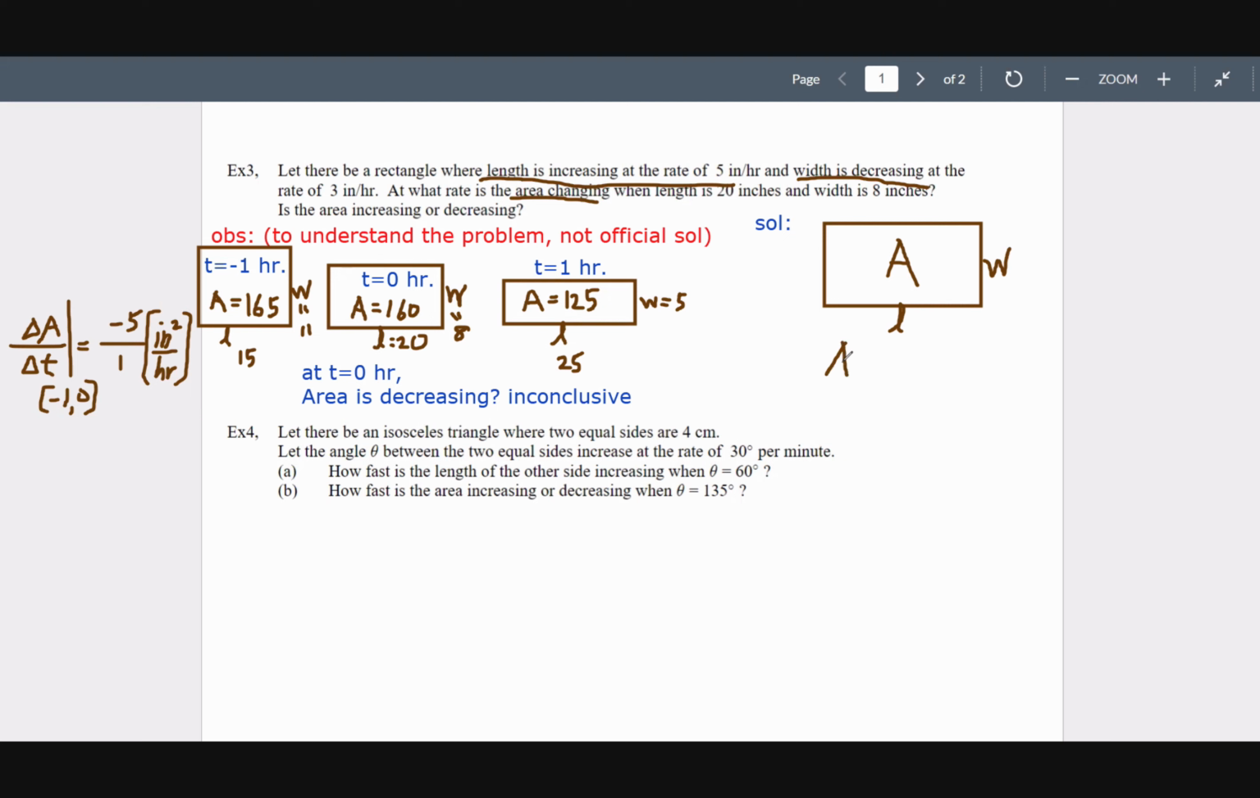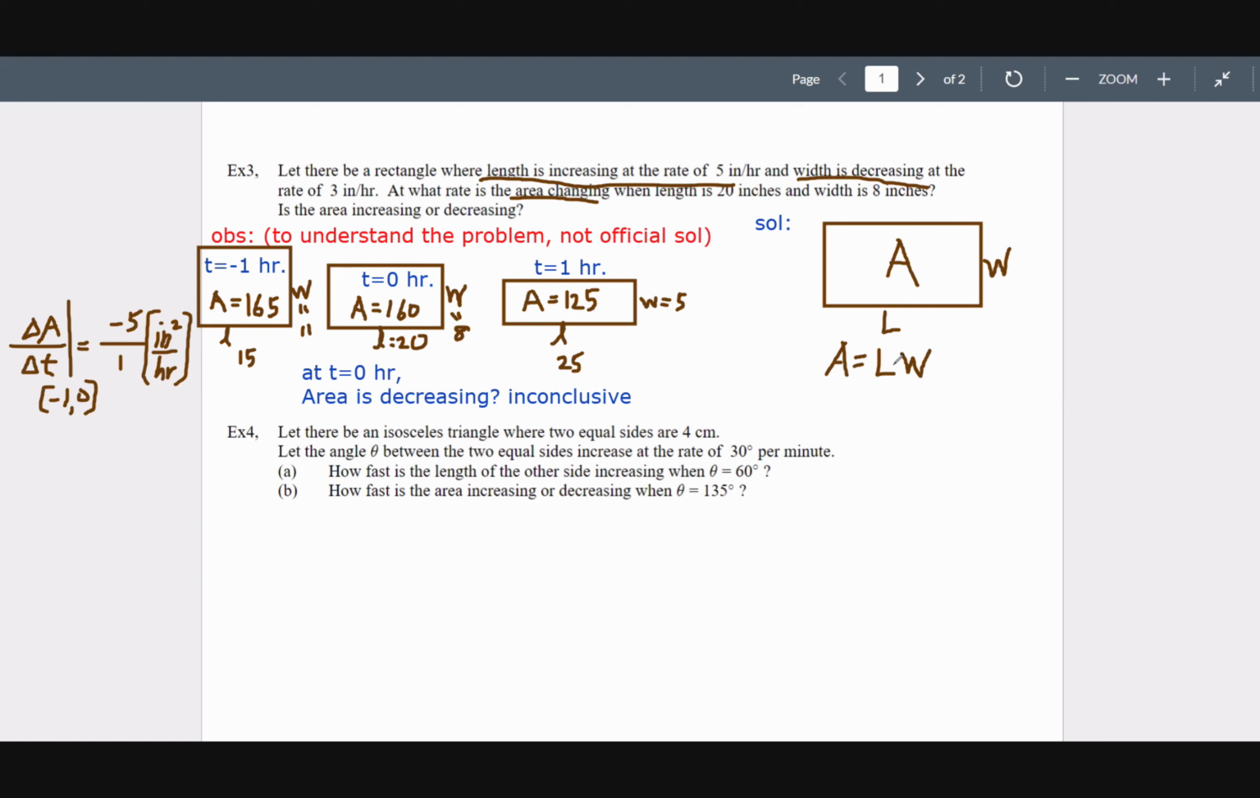A is equal to LW. Let me just use the capital letter L here, because the small l kind of looks like a 1, and I don't want to confuse you. And the W, well, the capital letter and the small letter kind of look alike. So A is equal to LW.